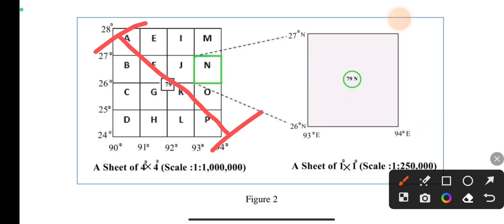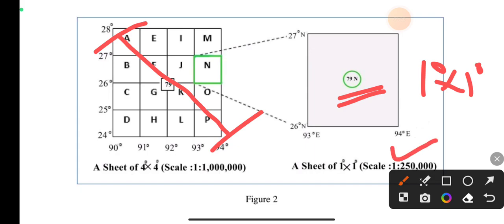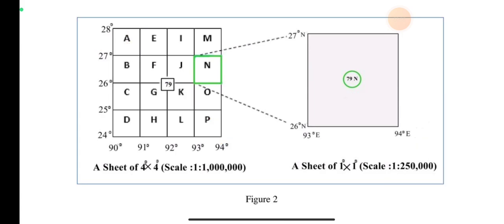We are dividing the entire million sheet map into 16 parts, and we will rename each grid as A to P only. So we are getting 79N. So this is a 1 degree into 1 degree sheet, and we are calling the scale 1:250,000. The scale is 1:250,000.